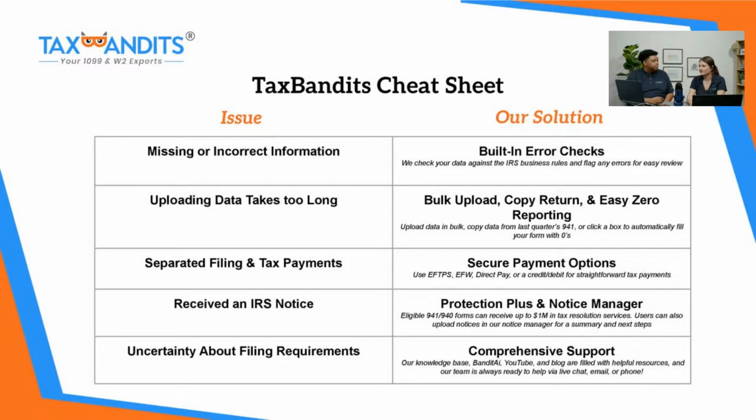Right, exactly. And do you know the formats that we support for bulk uploading? Yes. So for our bulk upload for the 941, we do support any spreadsheets in CSV, which is also known as comma separated values. So if you have Microsoft Excel, Google Sheets, you'll be able to download our template, complete it, and then download it as a CSV file and upload it into TaxBandits.